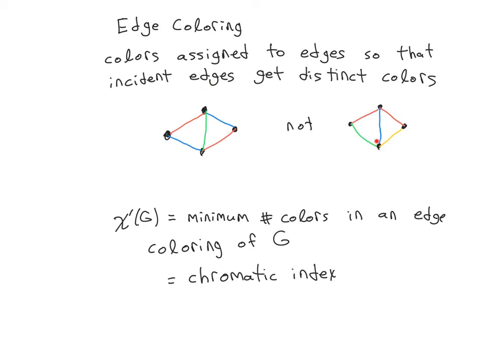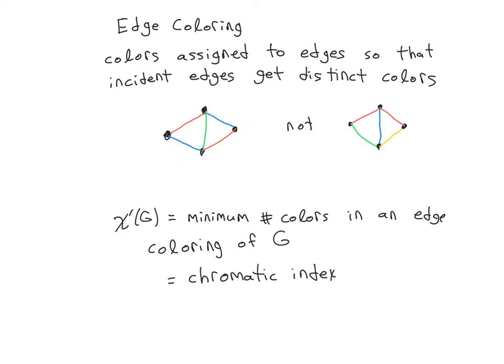So given a set of colors, we want to use as few as possible. Chi prime of G is the minimum number of colors in an edge coloring. They call this the chromatic index instead of the chromatic number. So note this is not a derivative, it's just a notation. And so the goal is to find the minimum number of colors in an edge coloring of a graph, and how to actually find that edge coloring.